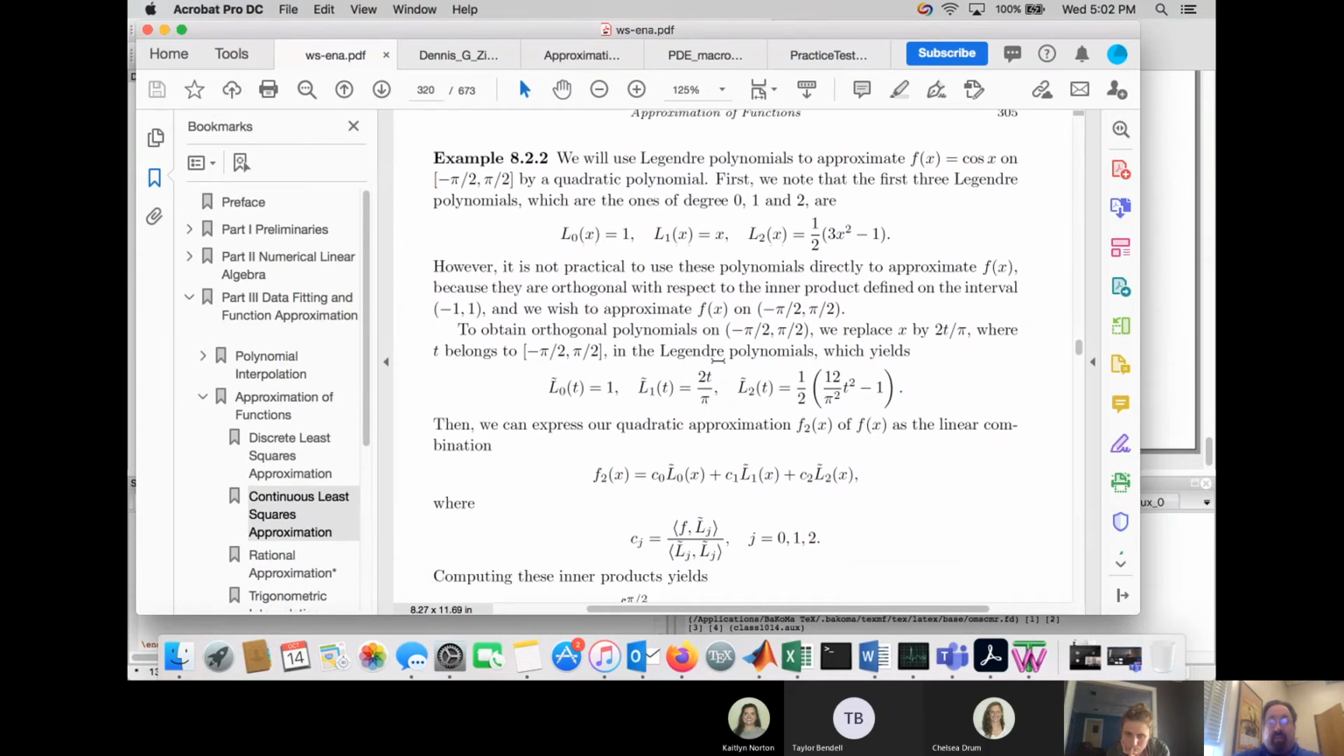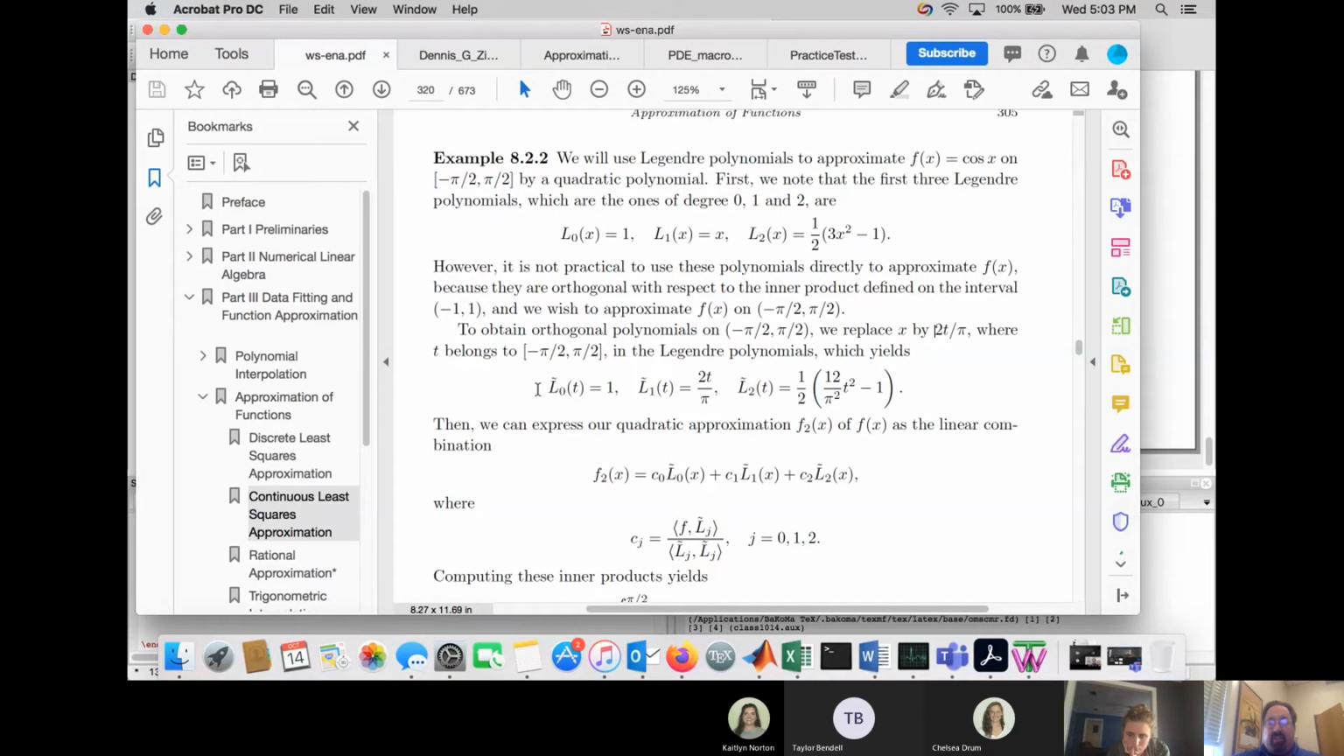In this example, all I did here was approximate the function cosine on -pi/2 to pi/2. Now, Legendre polynomials are for the interval -1 to 1. So all I did was take the regular Legendre polynomials and make a change of variable. If these are for -1 to 1, I let x be equal to 2t over pi. So if t is from -pi/2 to pi/2, then x is from -1 to 1.